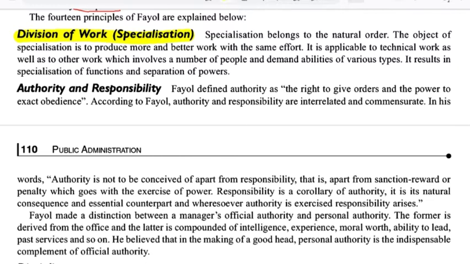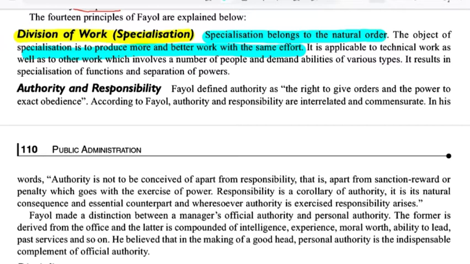Specialization belongs to a natural order. The object of specialization is to produce more and better work with the same effort. Means if a person is specialized in a particular field, then he can produce more and perform better than the other person who does not have specialization in that field.